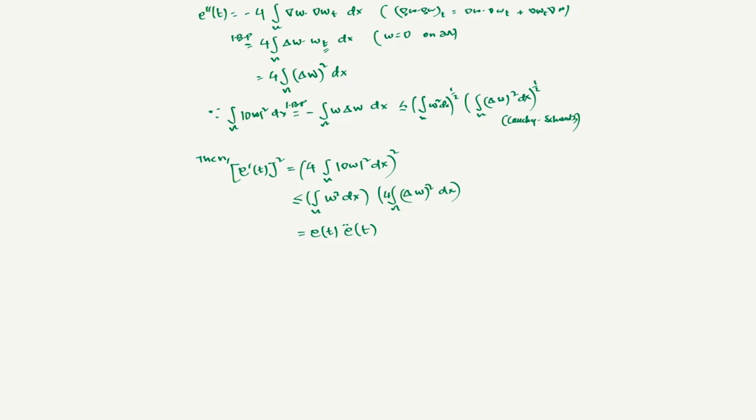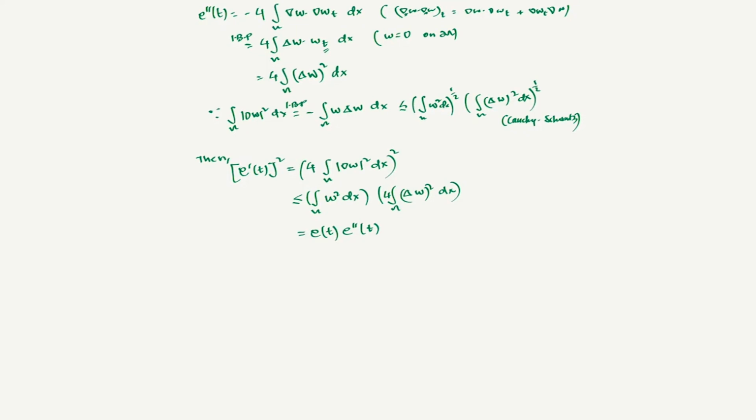See, the integral of the gradient of w squared dx is this, right? So I just wrote it here, and after that put the 4 inside. If I put the 4 inside, this is essentially e double prime of t. So maybe I can write it like this. It will be more clear. Let me put it this way. So e double prime of t. Clear? Okay.